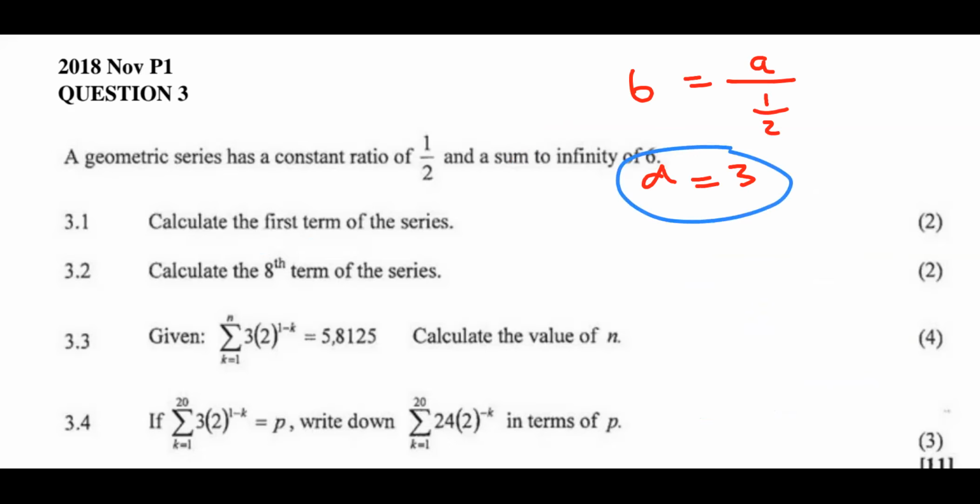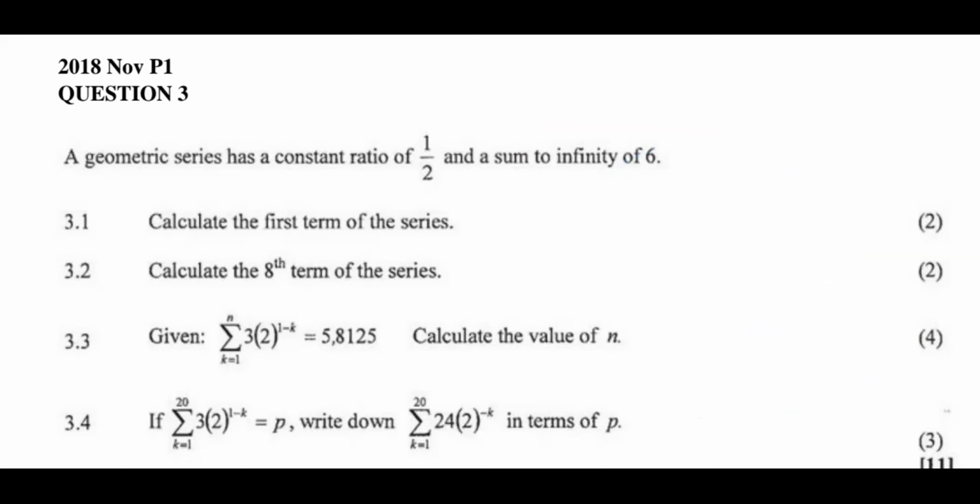Next question. Calculate the eighth term of the sequence. So here we need to make use of a term formula, because we're trying to find the eighth term. Let's first see what the term formula is. It's A times r to the power of n minus 1. Always start with your formulas. That's why it's so important to know your formulas by heart. You can't be wasting time looking at the formula sheet. You need to know them by heart.